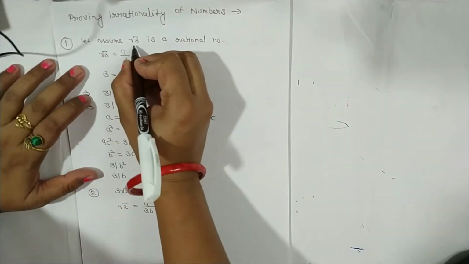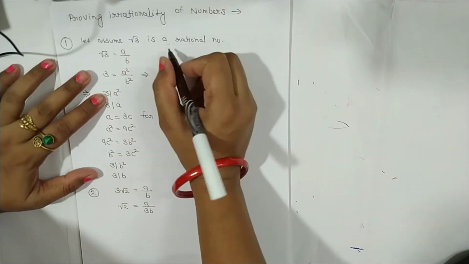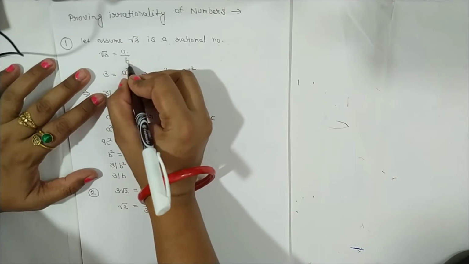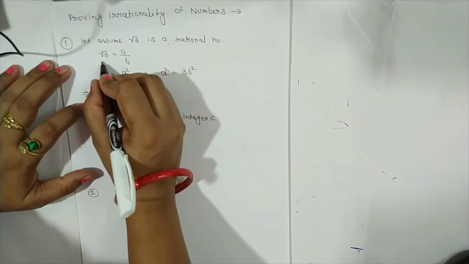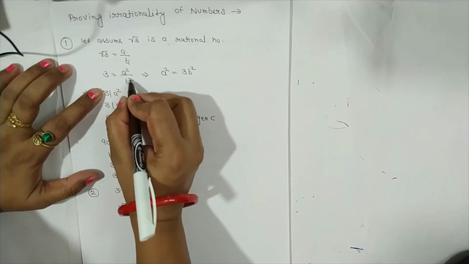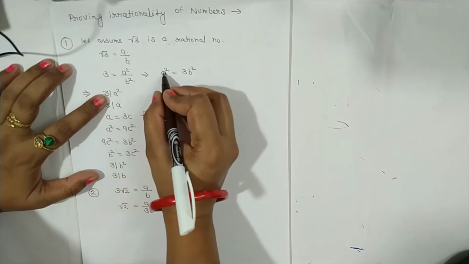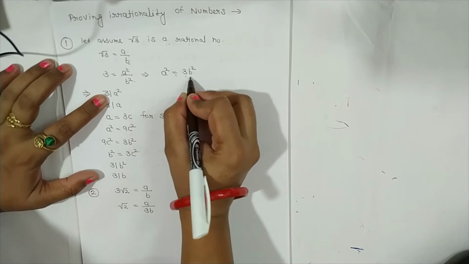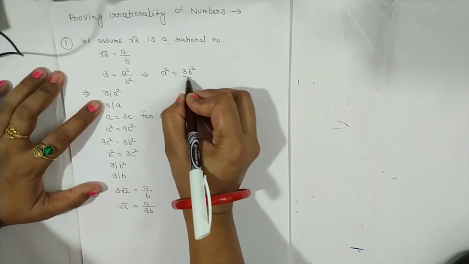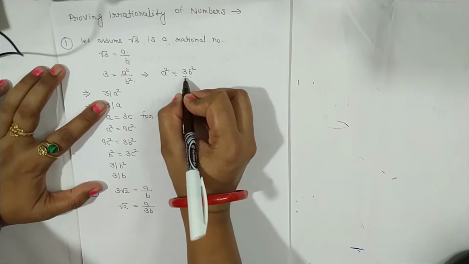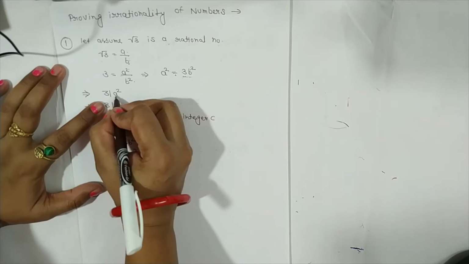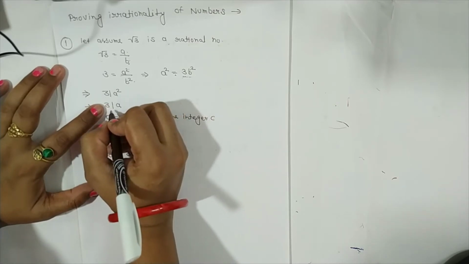So let us assume root 3 is a rational number. If it is a rational number, it means it can be expressed in a by b form. Now squaring both sides, it becomes 3 equals a square upon b square. So it can be written as a square equals 3b square. Now here you can see it is divisible by 3. It means a square is also divisible by 3.